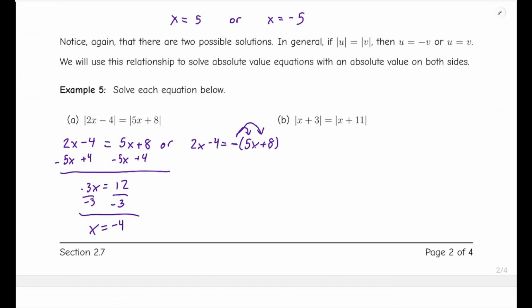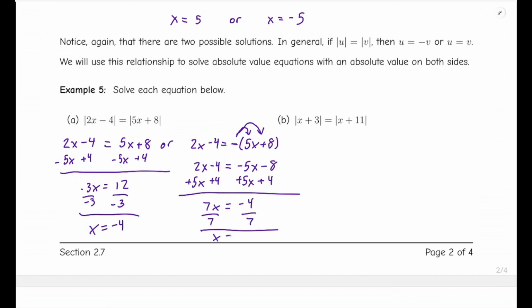Over here, like I said when we started, we have to distribute the negative sign first. So we get 2x minus 4 equal to negative 5x minus 8. Solve for x. We get 7x equal to negative 4. Divide by 7. We get x equals negative 4/7. And those are our two solutions.